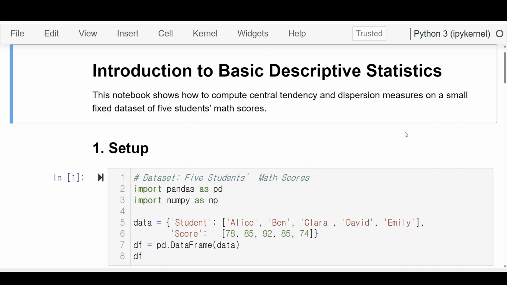Welcome everyone. Today we're going to learn about basic descriptive statistics using Python. We'll work with a small dataset of 5 students' math scores. By the end of this session, you'll know how to calculate averages, medians, modes, and measures of spread like variance and standard deviation. Ready? Let's get started.